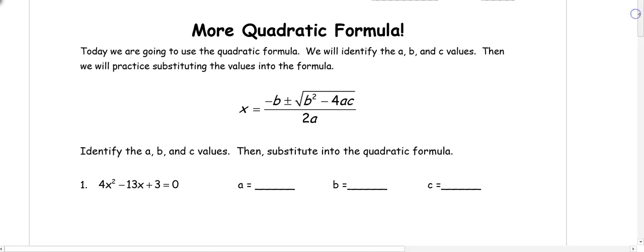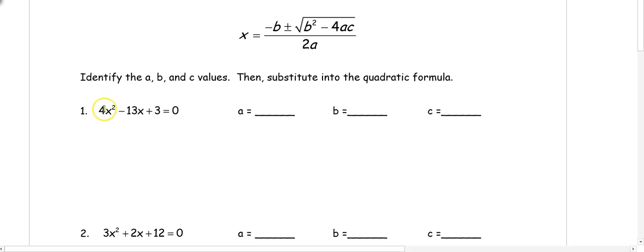So our beginning step here is that we first need to identify the a, b, and c values. When I look at number one, remember that the a value is in front of the x squared, so the a value is 4, which we're going to put in for a in our equation. The b value is negative 13. It's what's in front of the x, which we're going to put in for b. And the c value is a number by itself, which is positive 3. So let's just write down our a, b, and c values. So we have a is 4, b is negative 13, and c is 3.